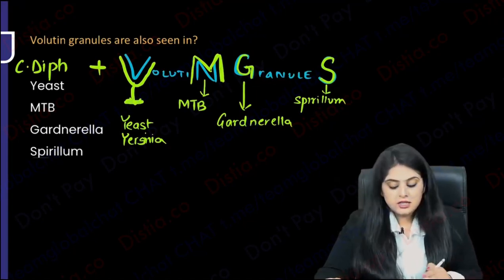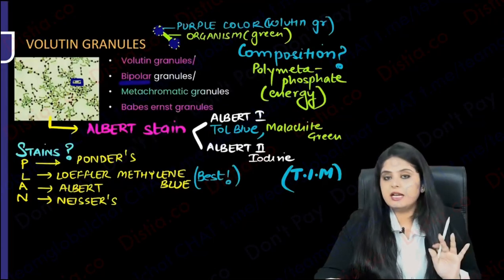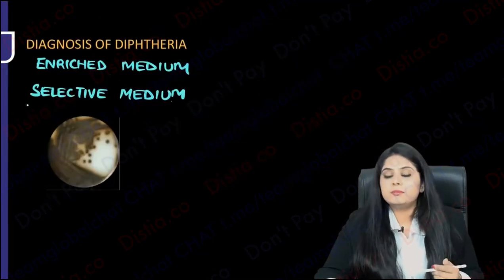Volutin granules done. So what were you doing? First you took the swabs, then you did a gram staining. After doing that, you did your full volutin granules study. And now let's come to the media.